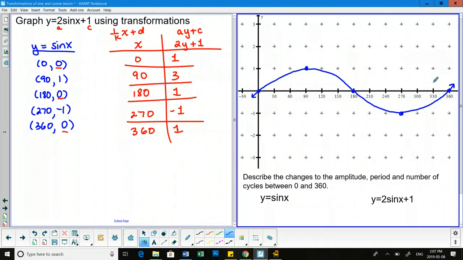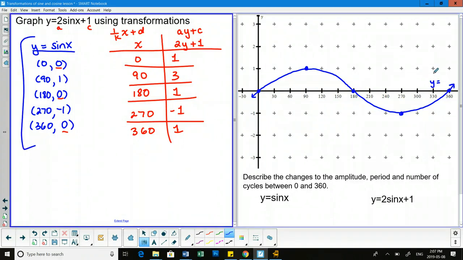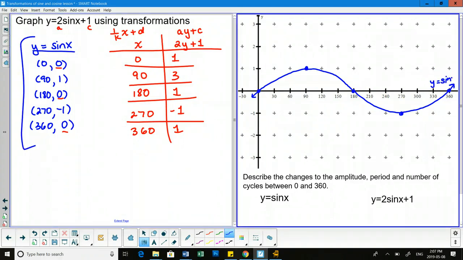Wait, I'm confused. I thought 90 was 3. Oh, I'm graphing this one right now. I got so confused. I was like, mine looks right.